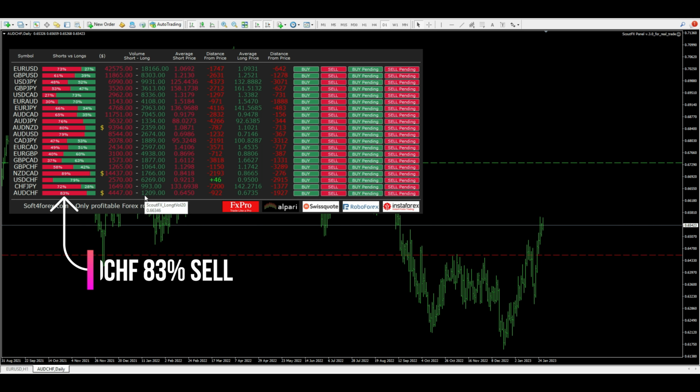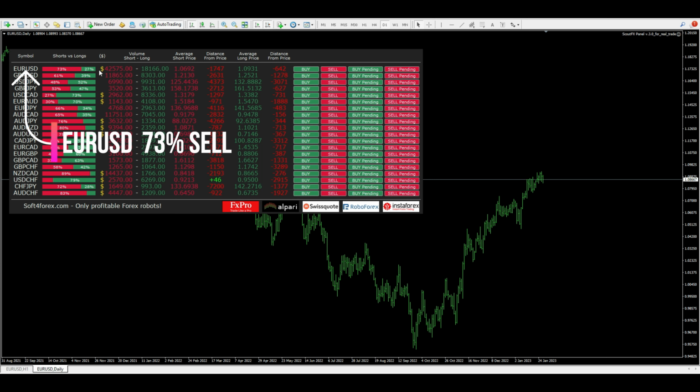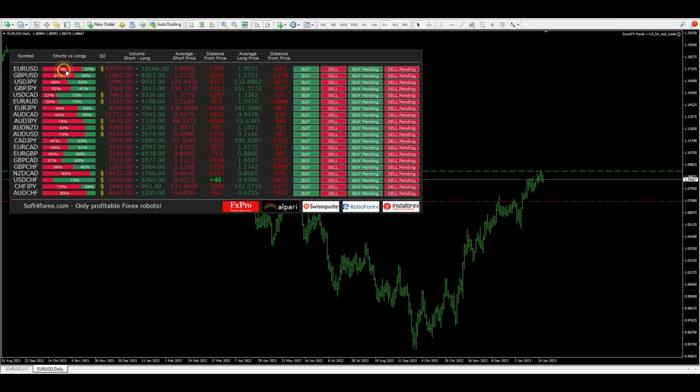Next example. We chose the option of 70% prevalence of open positions by traders in the direction of buying or selling to enter the market. For example, the euro against the US dollar. So, 73% chose the downward direction to sell this currency pair. What data do we see on the euro currency pair against the US dollar?